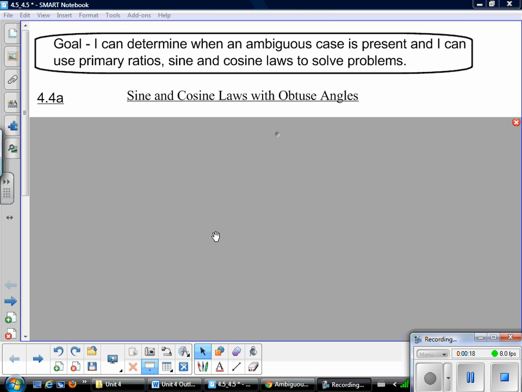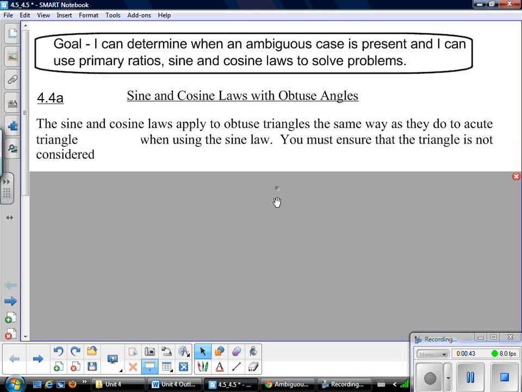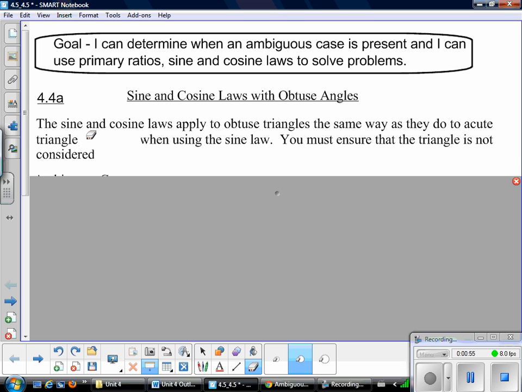Okay, so it kind of seems like we've talked about having angles greater than 90 degrees, and now we're switching to sine and cosine law. The reason we are is because now we're going to talk about obtuse angles. Whether you realized it or not, every time we used the sine and cosine law, we didn't really look at obtuse angles, even though sometimes they did show up. So let's talk about, first of all, what we're talking about. The sine and cosine laws apply to obtuse triangles the exact same way as they do in acute triangles, except when using the sine law.